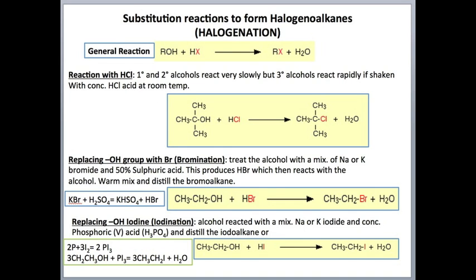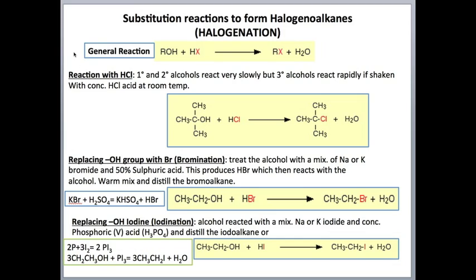So let's now look at substitution reactions that alcohols undergo to form halogenoalkanes, and this is also known as halogenation. So the general reaction looks like this, where we have the ROH. OH represents that this is an alcohol, plus HX, meaning that we are reacting this alcohol with a hydrogen halide. X is the halogen, so chlorine, bromine, or iodine, and the product will be RX plus H2O.